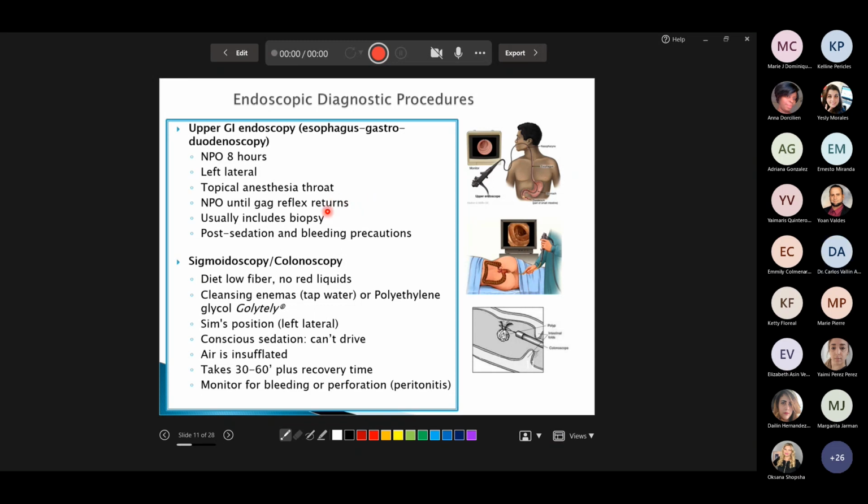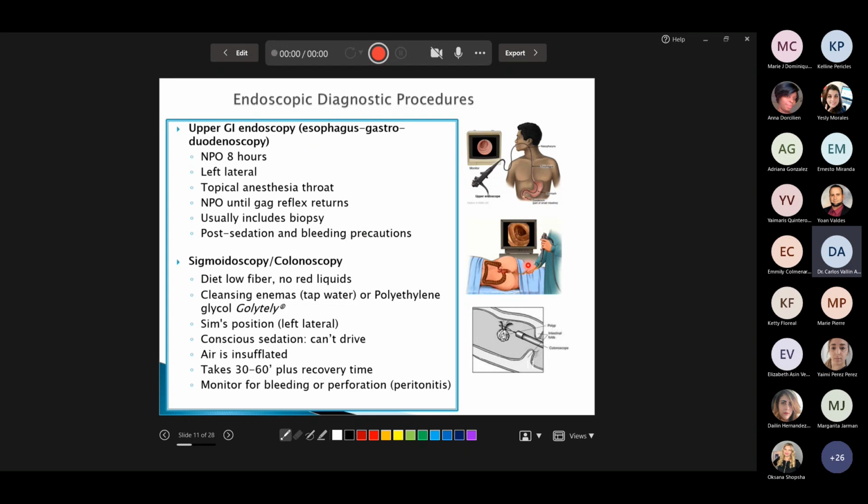The endoscopy can include a biopsy. They can take a specimen of the tissue. So there is a risk of bleeding and even perforation during or after an endoscopy. And after the patient finishes the endoscopy, you need to have the patient in sedation and bleeding precautions. Sedation precautions include risk for aspiration, risk for falls, and risk for accidents, okay? And bleeding precautions, well, you know that, you need to monitor if the patient is bleeding.